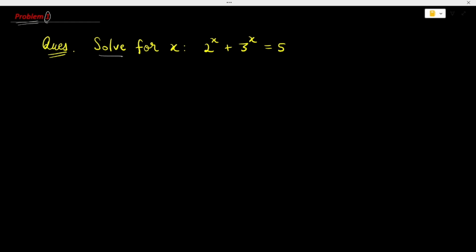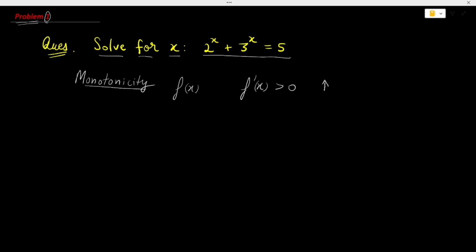It says solve for x this equation, and in order to solve this equation we need to know about the concept of monotonicity, which says that if f dash of x with respect to x is greater than 0, the function will always be increasing, and for less than 0 it will always be decreasing.